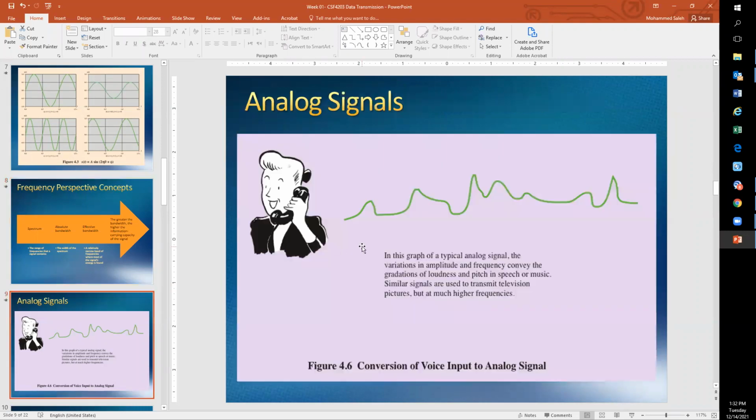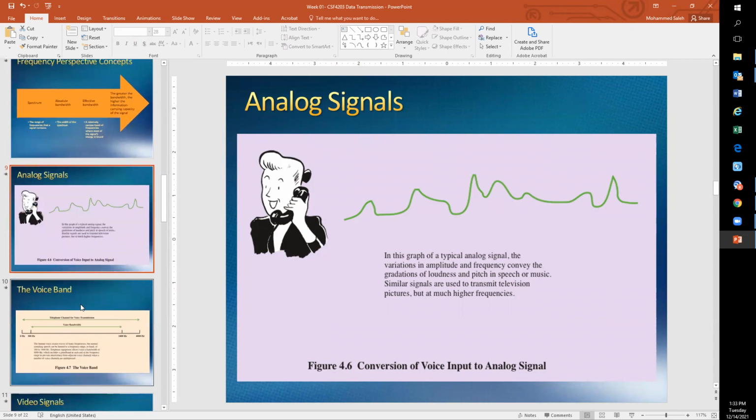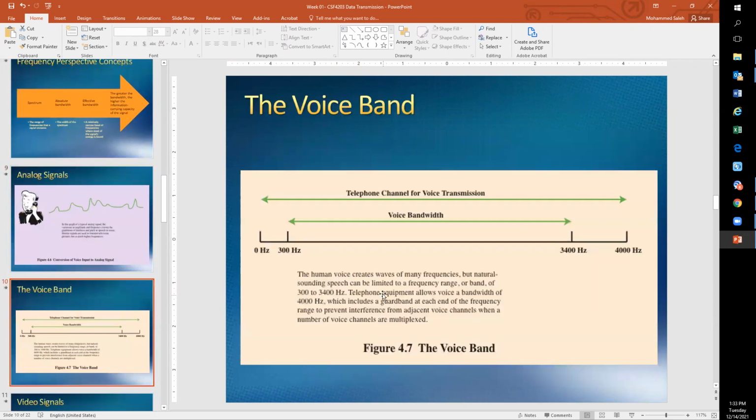Now let's come to analog signals. A human voice, as we all know, is analog, because it varies in loudness and in pitch, like in speech or in music. So let's see the values. Please have a look here. I'll stop for about 30 seconds. I'd like you to see the values, try to remember them, and then I will explain them. Try to read this, please.